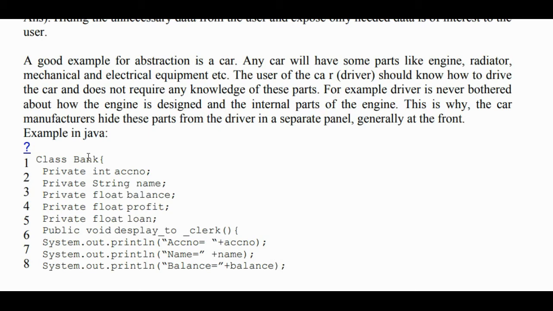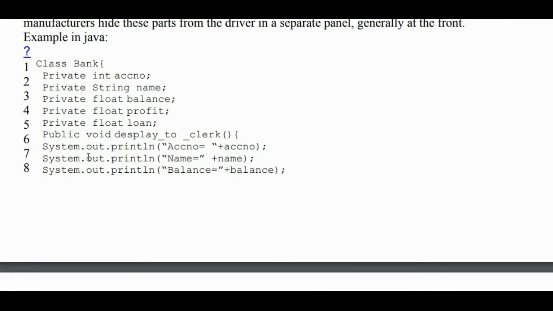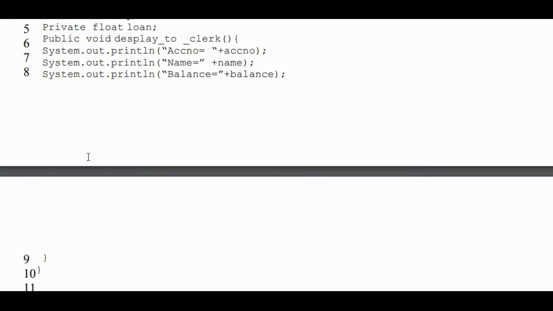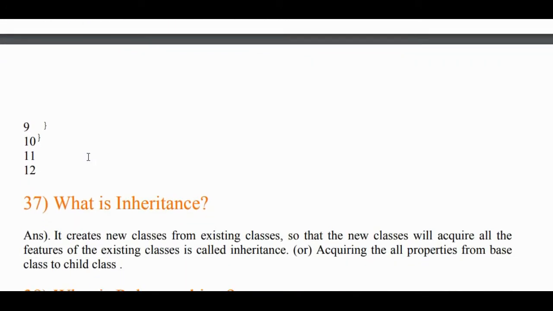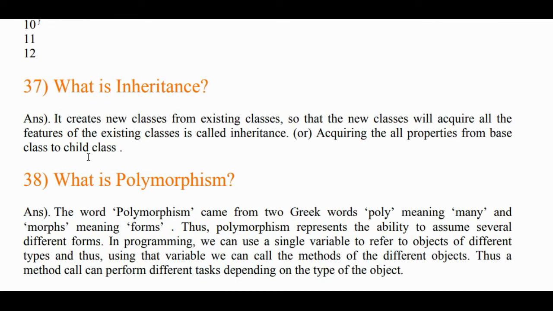Okay, hiding the unnecessary data is abstraction. Next, what is inheritance? Creating new classes from existing classes is called inheritance. It creates new classes from existing classes so that the new classes will acquire all the features of the existing classes. Acquiring all the properties from the base class to the child class is called inheritance.